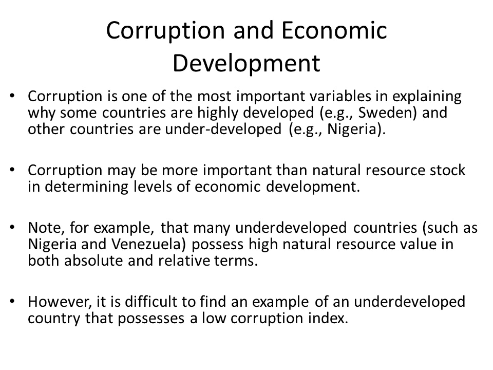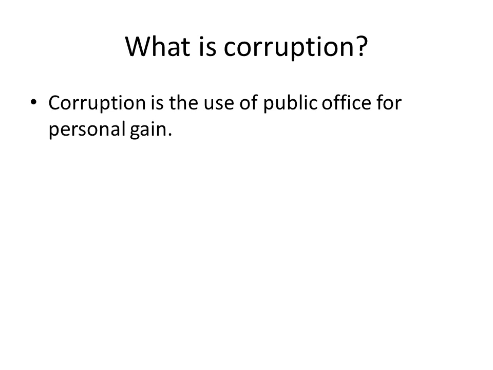Note, for example, that many underdeveloped countries, for example Nigeria and Venezuela, possess high natural resource value in both absolute and relative terms, but they have not been able to parlay this into a high level of economic development. However, it is difficult to find an example of an underdeveloped country that possesses a low corruption index. In other words, it seems that low corruption is a necessary condition for high levels of economic development, and we can't say the same of high.